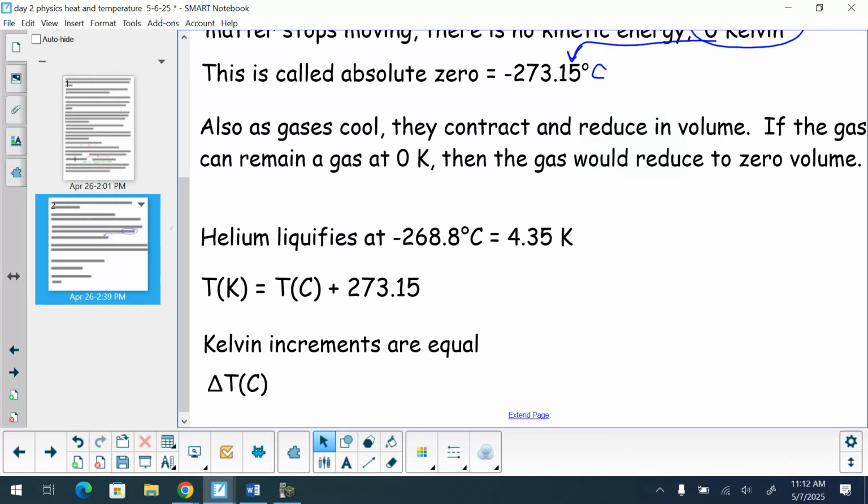To change from Celsius to Kelvin, you can take your degrees Celsius, add 273.15 to it, and you'll convert that into Kelvin. So you add 273.15 to Celsius, and you'll get your Kelvin. Kelvin increments are equal to the Celsius increments. These are the same. So your Kelvin increments will equal your Celsius increments.